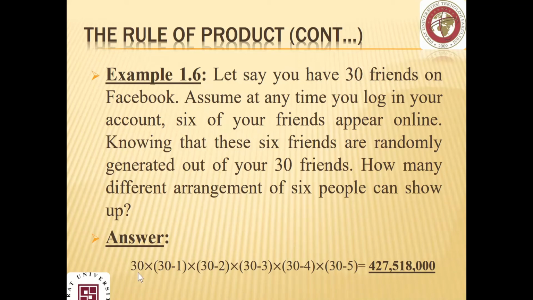So that's exactly the rule of product, but with some exception. 30 for the first choice. Second choice, 30 minus 1, of course, multiplied by 30 minus 2, the possible choices, multiplied by 30 minus 3, multiplied by 30 minus 4, multiplied by 30 minus 5, for all 6 choices, possibilities, or friends.